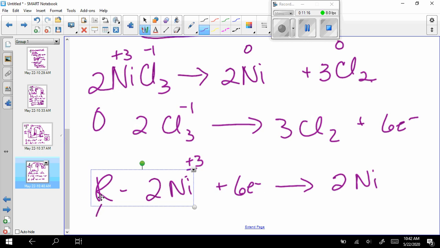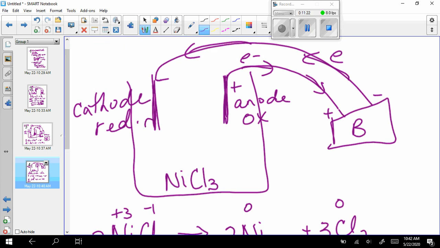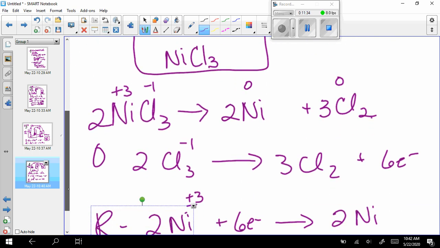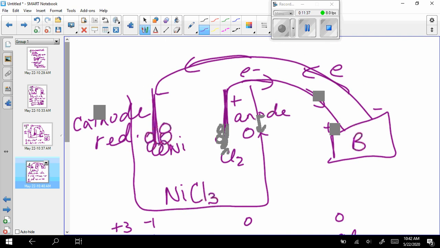Okay, reduction always happens at the cathode. So I go up to the cathode and I show nickel. So this is where nickel would form here. And that means my chlorine, Cl2, is going to form there. All right, so I did all my steps. I wrote my half reactions. I have the electrons going through the wire.